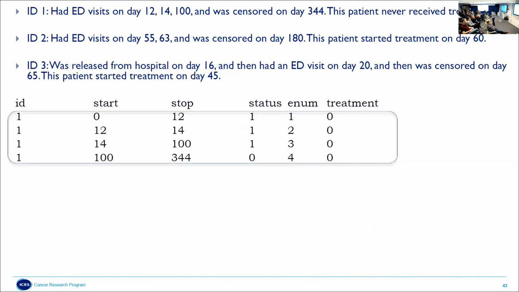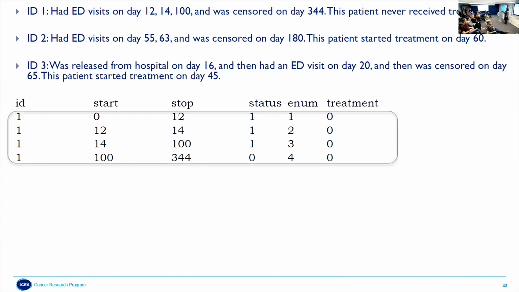So let's do patient 1. Remember, the patient had ED visits on days 12, 14, 100, and then was censored on day 344. So they have 4 intervals of time that we need to put into our data frame. The first interval goes from 0 to 12 because I know an event happens at 12. Then from 12 to 14, 14 to 100, 100 to 344. So 4 intervals reflecting all the change points.